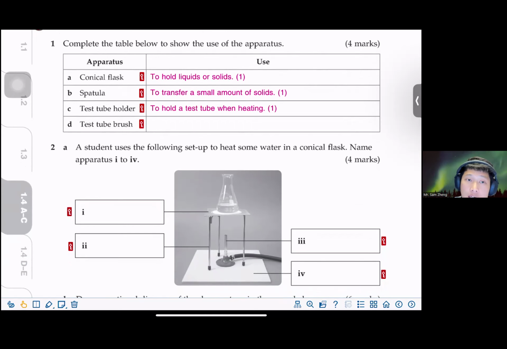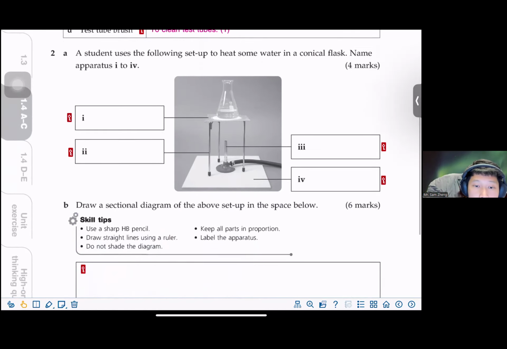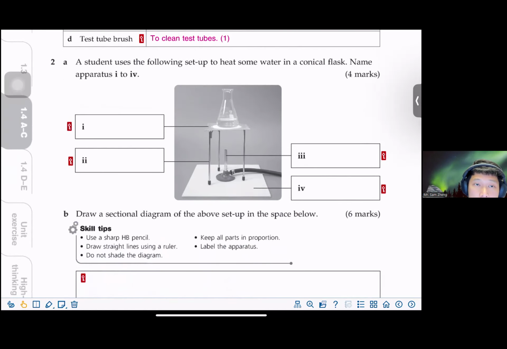Next, to clean the test tube, we will use the test tube brush. The main use of the test tube brush is to clean the inner wall of the test tube. Now here is an apparatus that we use in boiling water. So when we try to name it, this would be the answer for the apparatus listed in the pictures.